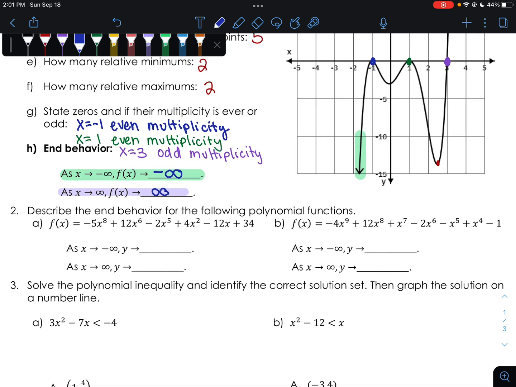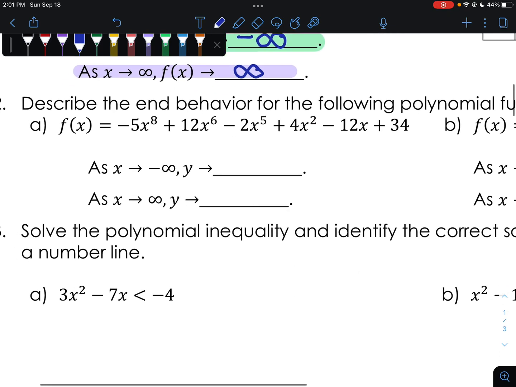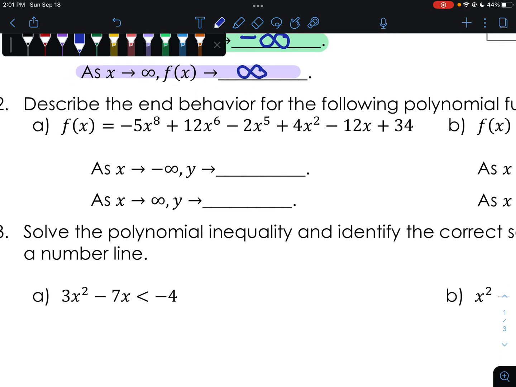Okay, number 2, describe the end behavior for the following polynomial functions. So this is using the leading coefficient test that we need to identify the degree, whether our degree is even or odd, and then our leading coefficient if it's positive or negative. So looking at letter A, I look for the highest exponent to determine the degree. The highest exponent in this polynomial is an 8.